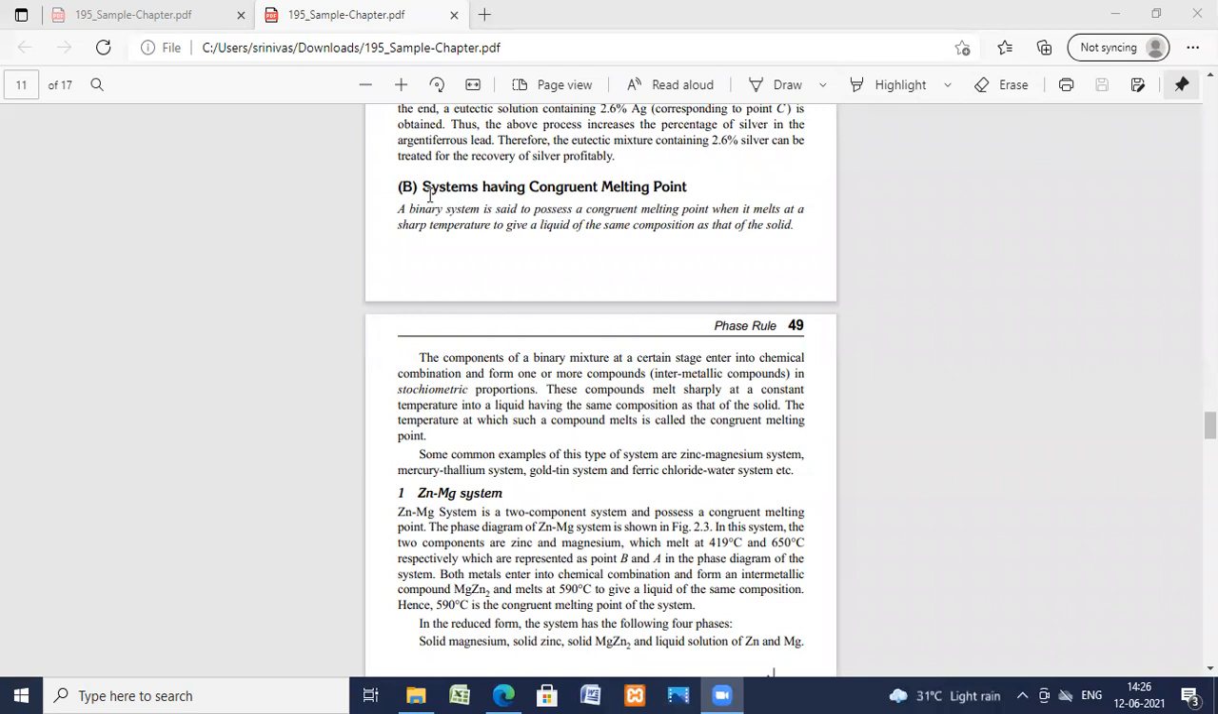Today's learning objective is about systems that are having congruent melting point. Already I have started the phase rule in the previous sessions. Phase rule for one component system and phase rule for two component systems was discussed. And in this category, we are going to talk about two component systems which are having congruent melting points.